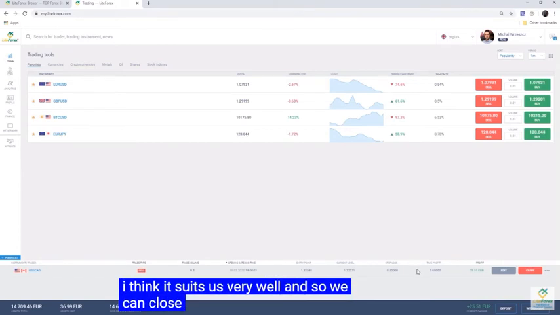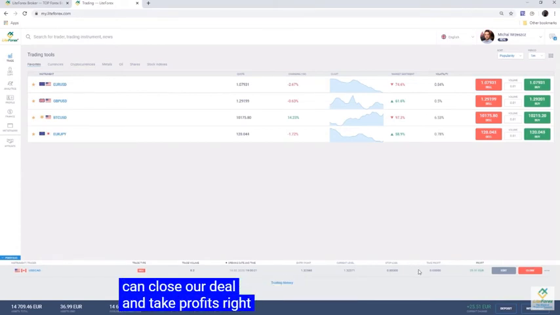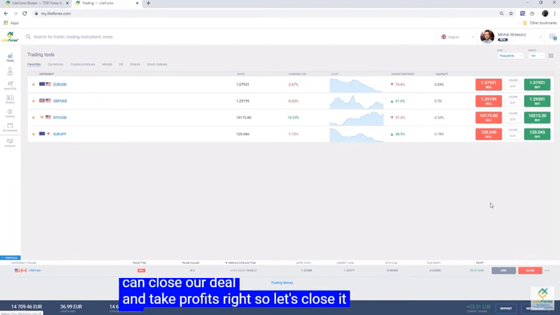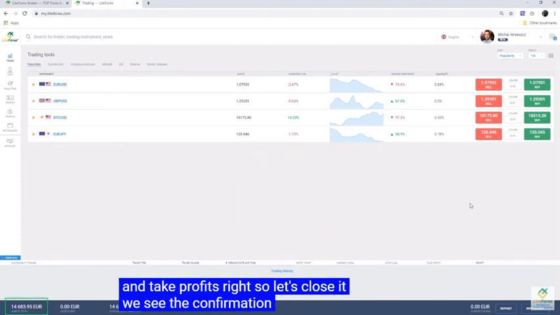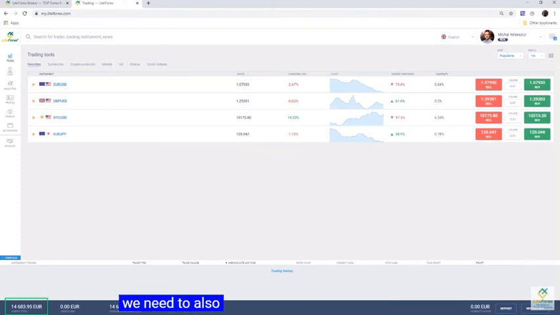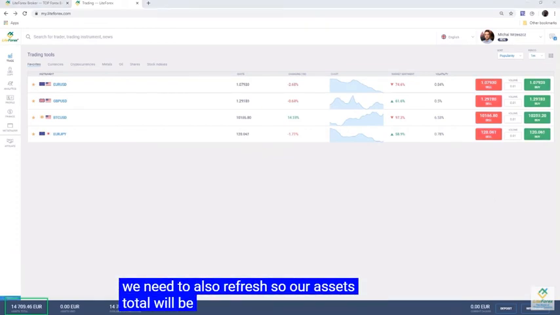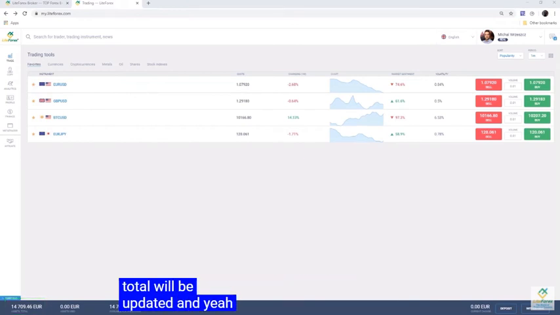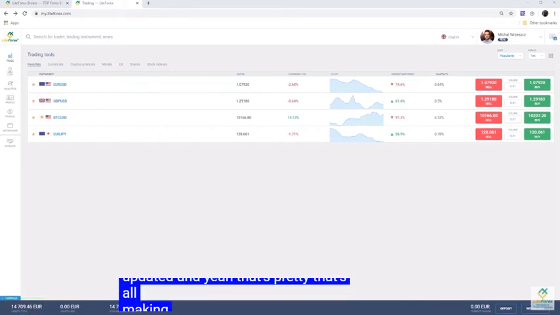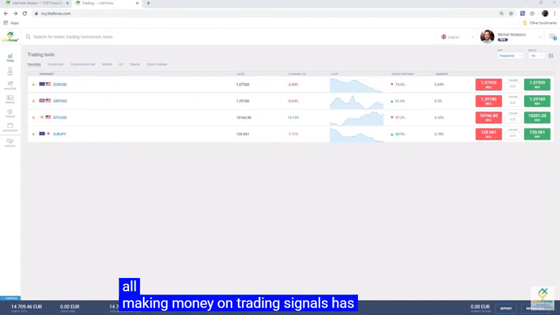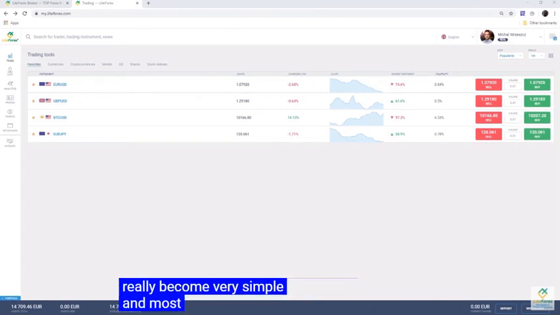So we can close our deal and take profits, right? So let's close it, we see the confirmation. We need to also refresh, so our assets total will be updated, and yeah, that's all. Making money on trading signals has really become very simple and most importantly profitable, guys.